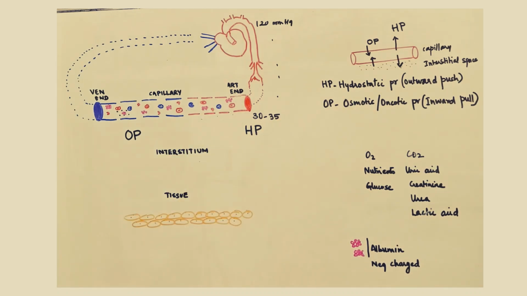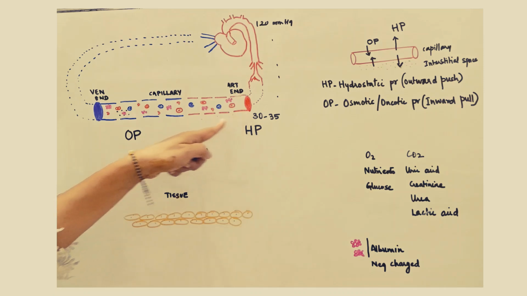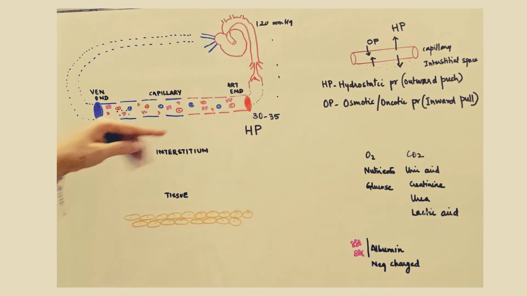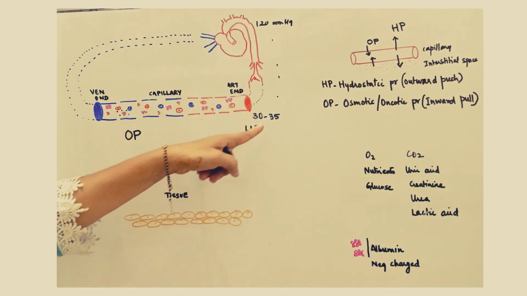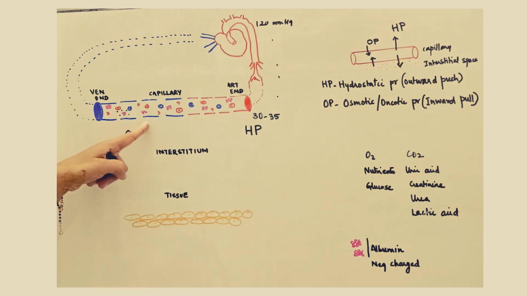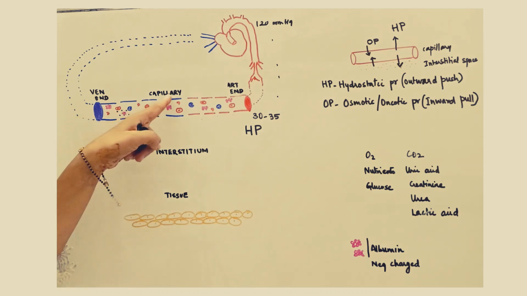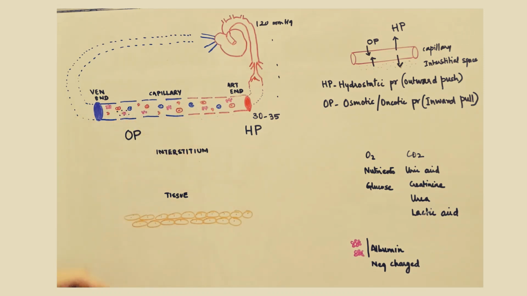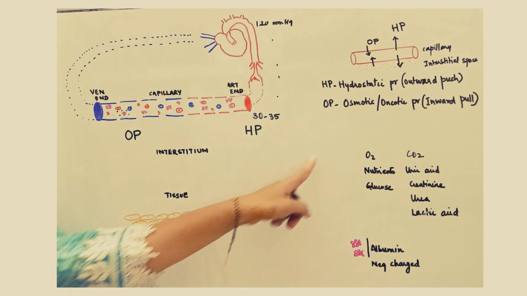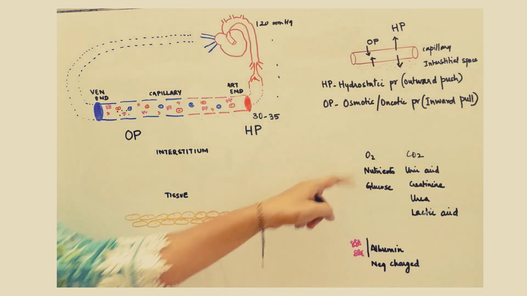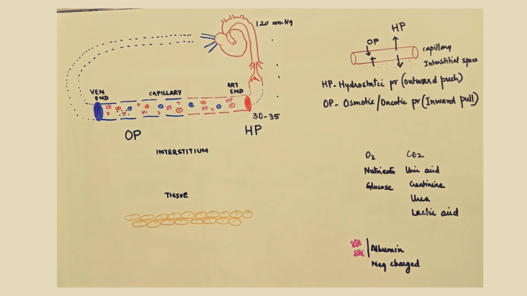As the blood moves forward towards the venous end, the hydrostatic pressure further drops, but the inward pulling pressure, which is the osmotic pressure, remains the same. Why? Because the proteins are still in the capillary blood. This pulls the fluid back into the capillaries. So substances which cross capillaries are water, oxygen, carbon dioxide, urea, glucose, uric acid, lactic acid, and creatinine.